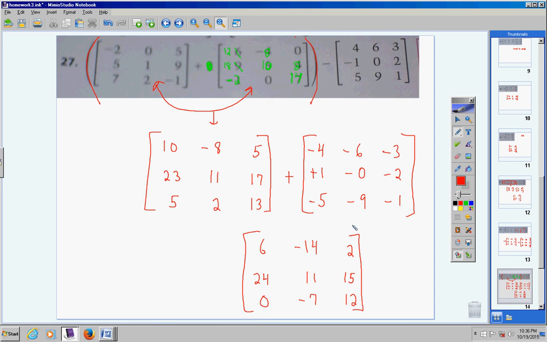Now, unless I've made a little mistake somewhere, this should be the right answer, okay? Let me check the answer key real quick here. For number 27, we might not have it here. Let me see if we do. Here it is.